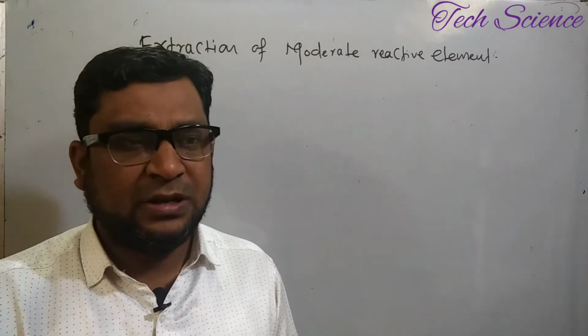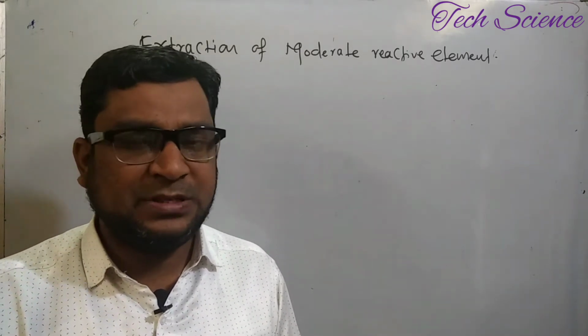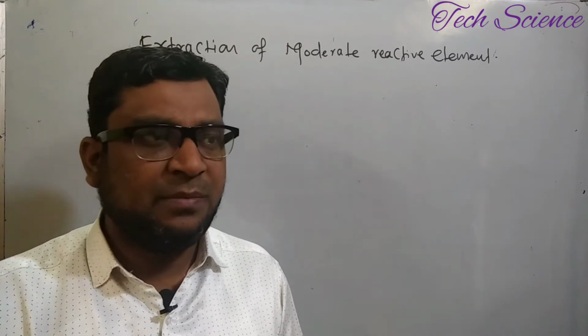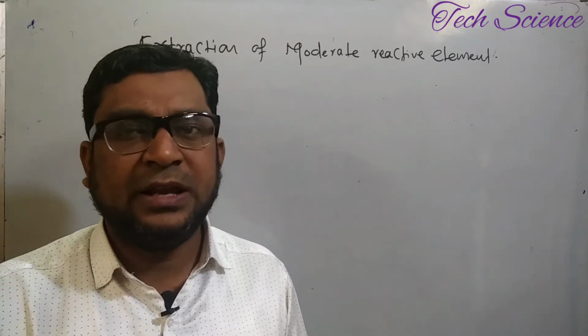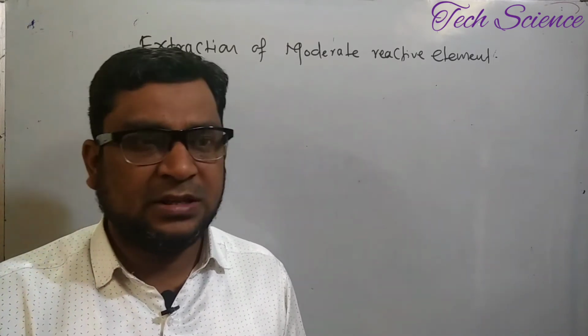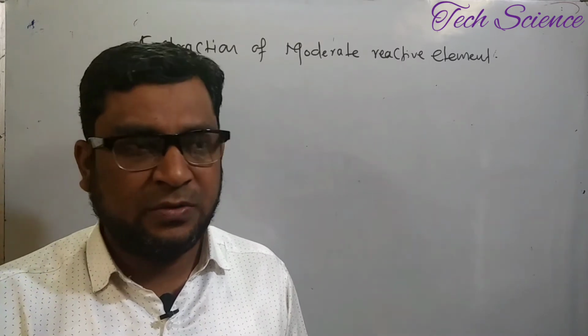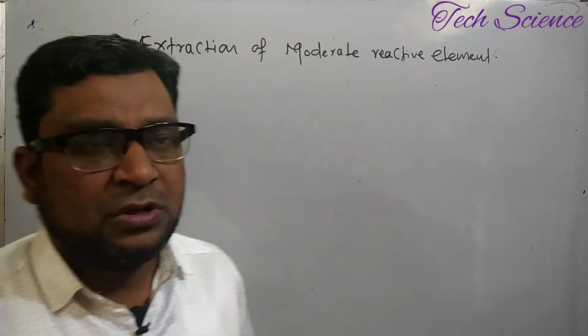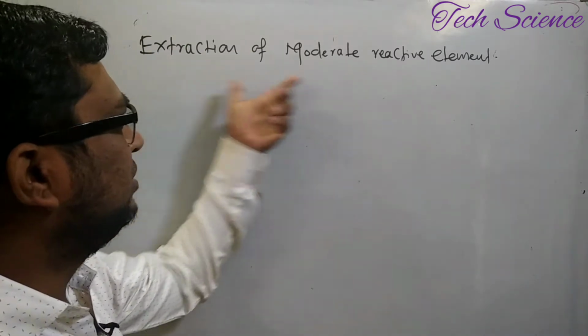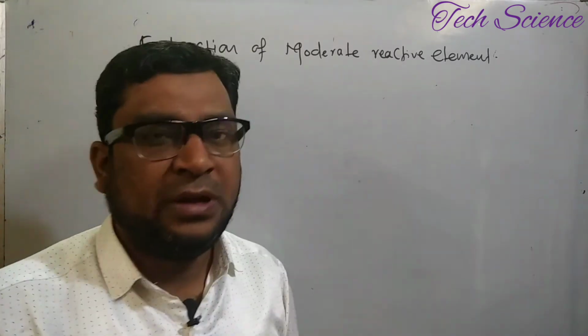In that chart we find that the metals are basically divided into three types. Some of the metals are called highly reactive elements, some are called moderate reactive, and some are less reactive. So today's discussion point is the extraction of the moderate reactive elements.